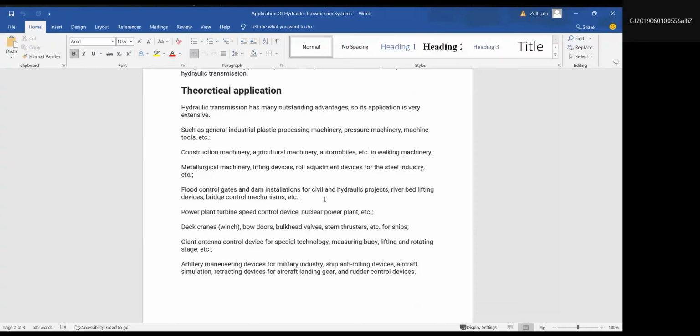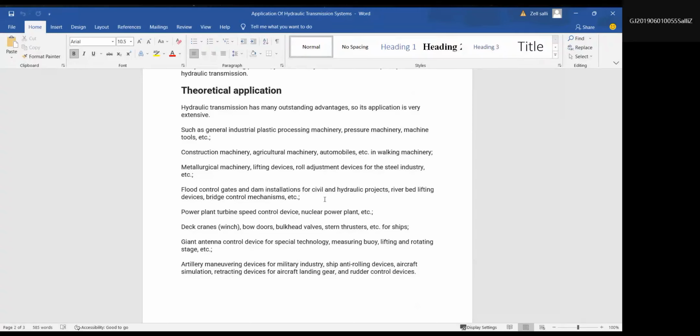When it comes to power plants and turbine speed control devices, such as nuclear power plants, it's advisable to use hydraulic pumps, since nuclear power plants are very reactive. And since we have reactive metals like uranium and radium, which can easily explode at any time, it's better to use less inflammable devices.